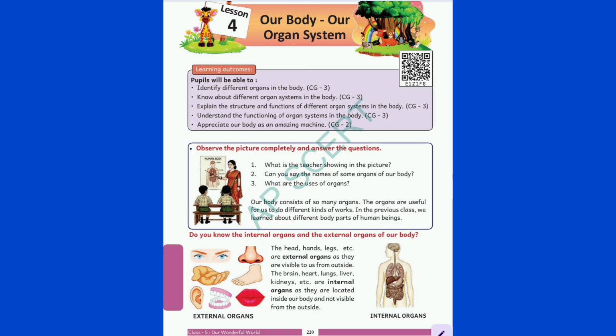In the previous class, we learned about different body parts of human beings. Do you know the internal organs and the external organs of our body? The head, hands, legs, etc. are external organs, as they are visible to us from outside. The brain, heart, lungs, liver, kidneys, etc. are internal organs, as they are located inside our body and not visible from the outside.